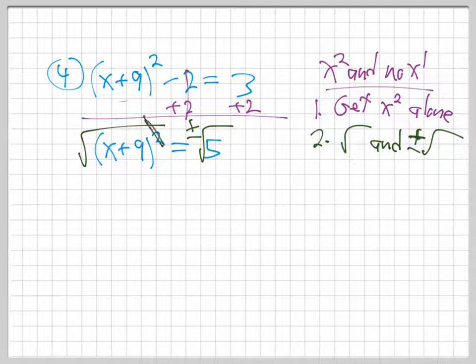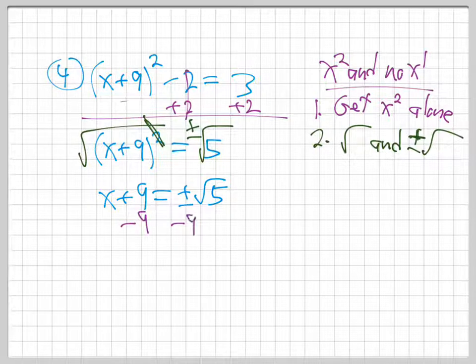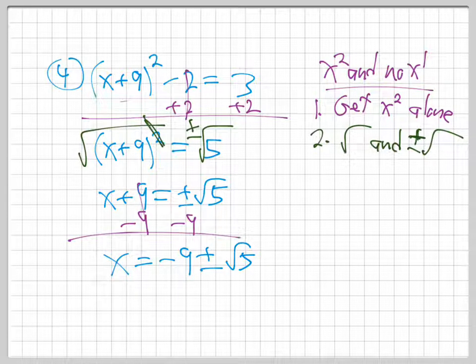So the root cancels the square, right? They're opposites. So we get x plus 9 is plus or minus root 5. Last step, to get x alone. Now that we got rid of the 2 power, it's not hard. How do we finish getting x alone? Just subtract 9. Boom. And so that's going to be x equals minus 9 plus or minus root 5. You just pop that minus 9 in the front there.